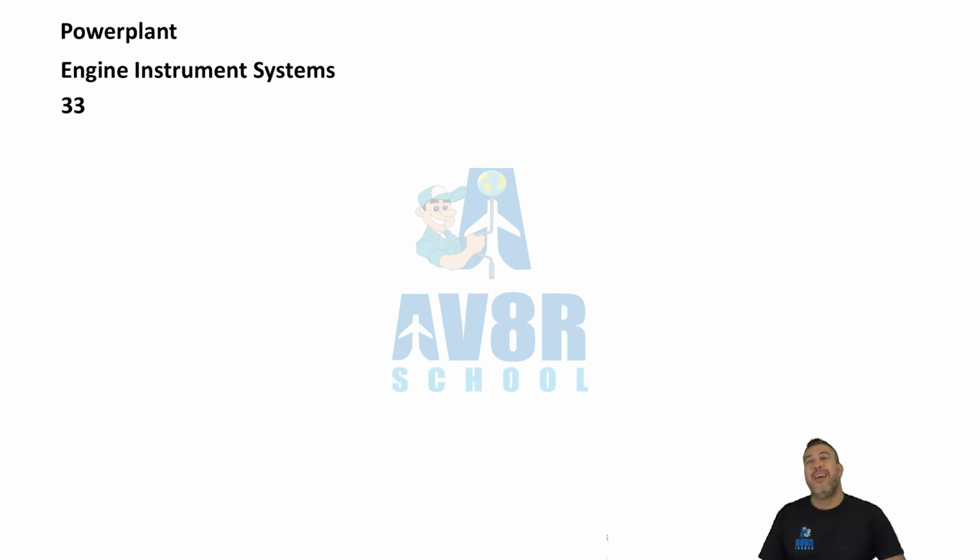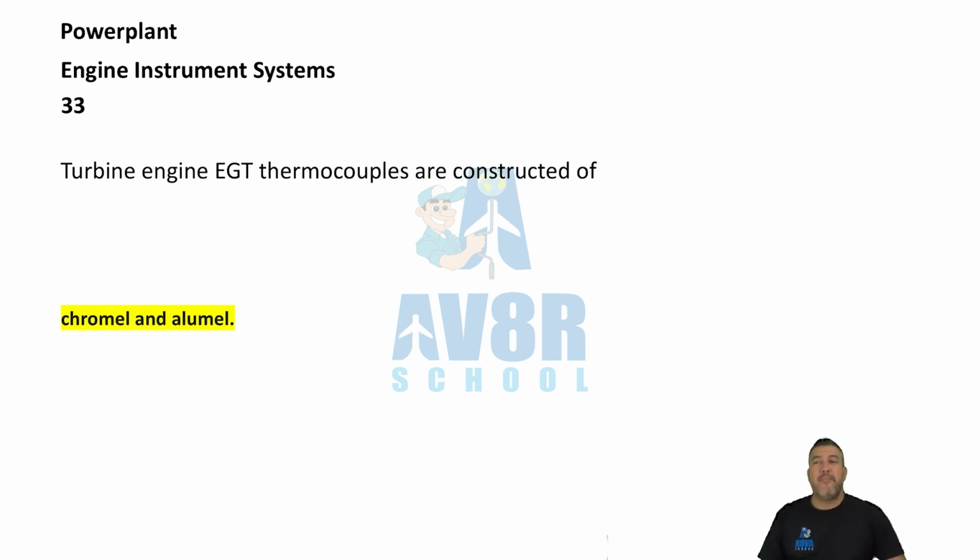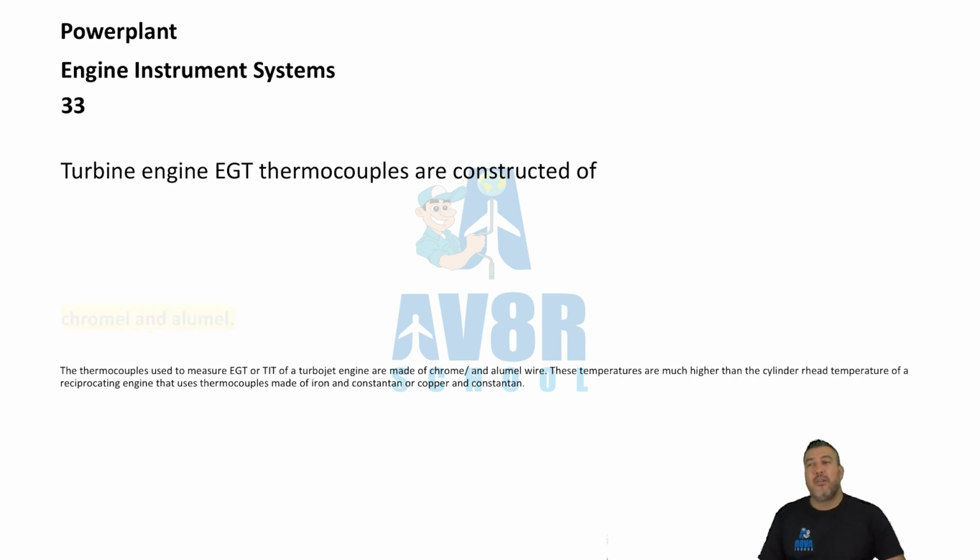Number 33: chromel and aluminum. I think we saw this one before. I remember that. Turbine engine EGT thermocouples are constructed of chromel and aluminum.